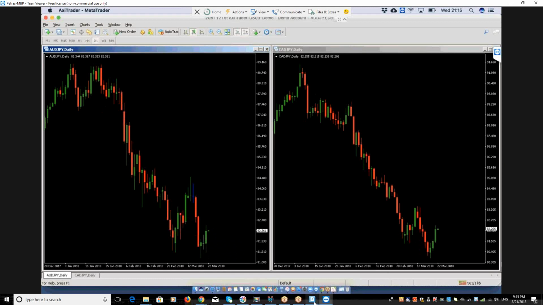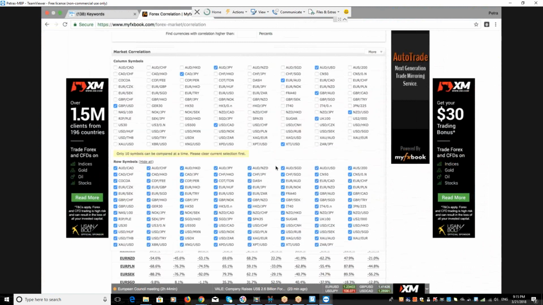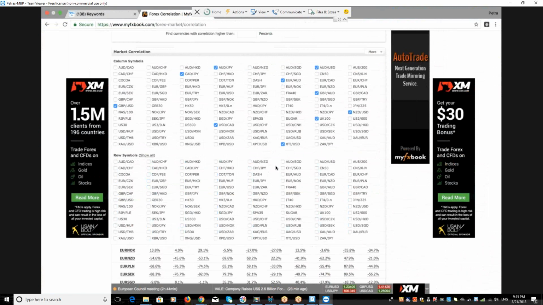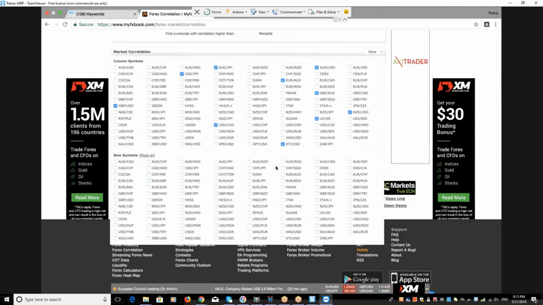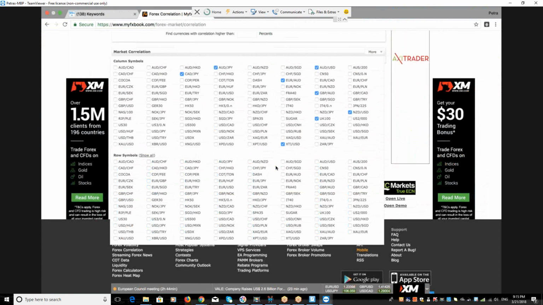Okay, so if we go back to my FX book, we're just going to uncheck everything. So go back, and we're going to uncheck all the stuff below, and we're just going to look at Aussie Jappy and the CAD Jappy. Okay, so just uncheck the others. And then highlight CAD Jappy, Aussie Jappy, and then click more.